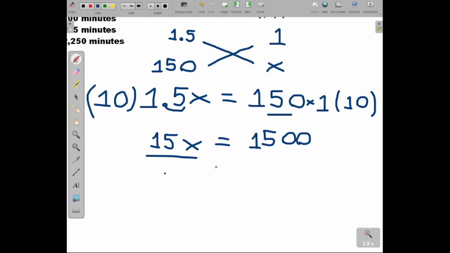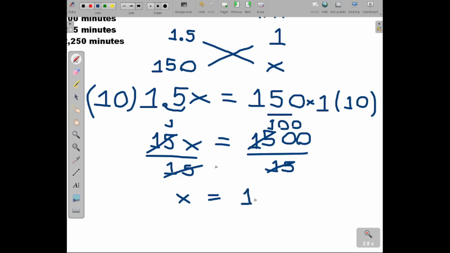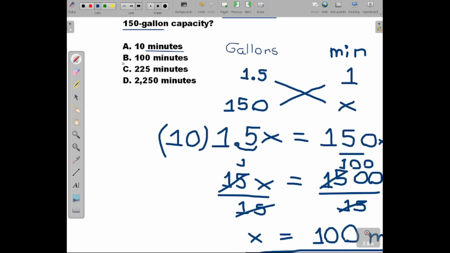Now we divide both terms by 15. Here we'll get 1. 15 divided by 15 is 1 times x is equal to x equal to, and here we have 15 and 15. 15 divided by 15 is 1 times 2 zeros is 100. So x is equal to 100 minutes. The right answer is B.